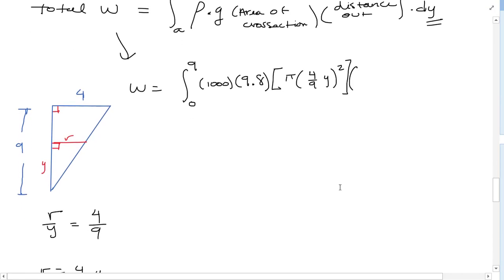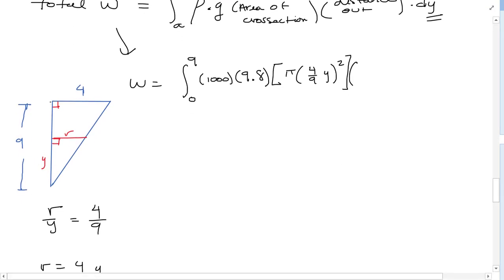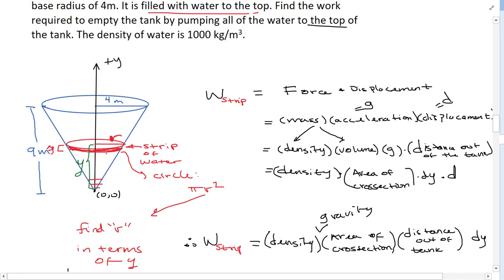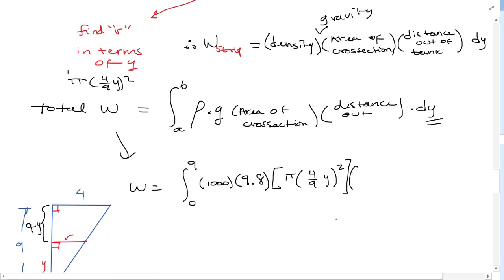The distance out of the tank. So the distance out of the tank is, if this is y, this is the distance that it has to come out of the tank. So what is that? The whole thing is 9. This is y, so this must be 9 minus y. Let's go back to the cone and see if that makes sense. So here is the strip of water at this level y, some random distance y from 0, 0. And so the distance that has to come out of the tank, because we're pumping water to the top, means it has to come up this distance. The whole thing is 9, and this is y high, so it has to come out 9 minus y. So that's the distance out of the tank. So 9 minus y.